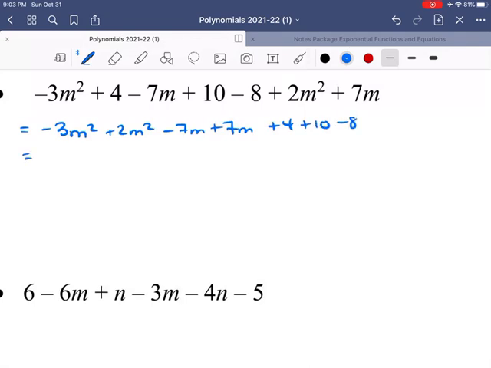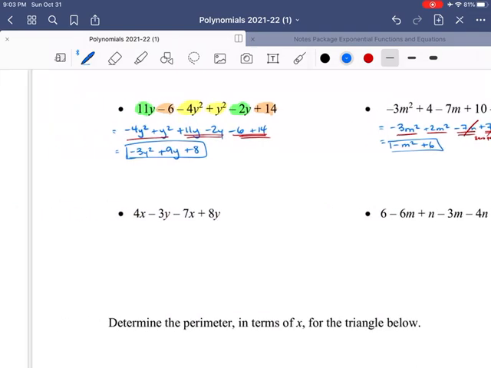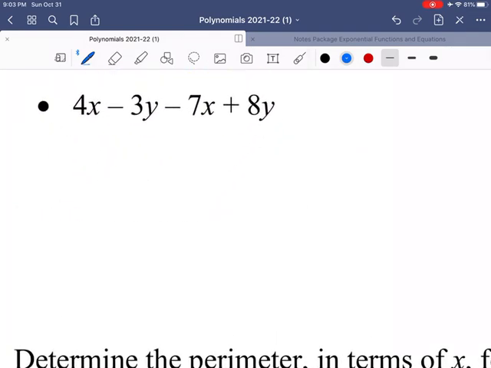All right, negative 3m squared and 2m squared. That gives me negative m squared. Negative 7m and positive 7m. That's a zero pair. So you don't have to write anything. They just would simplify to 0. And all the constants will simplify to positive 6. All right, pause the video, try it, check back.